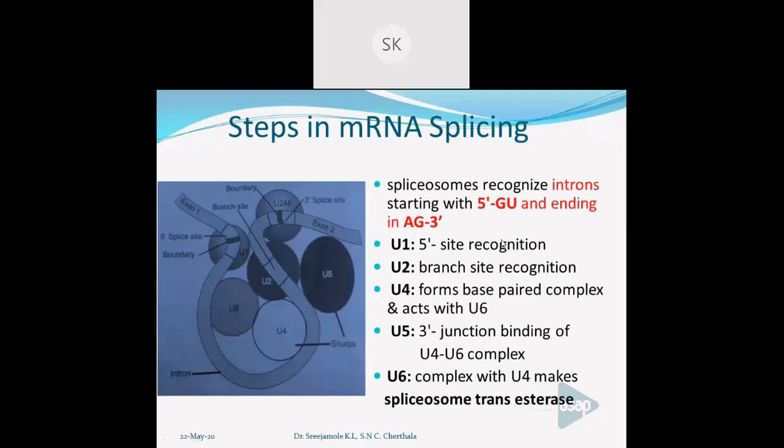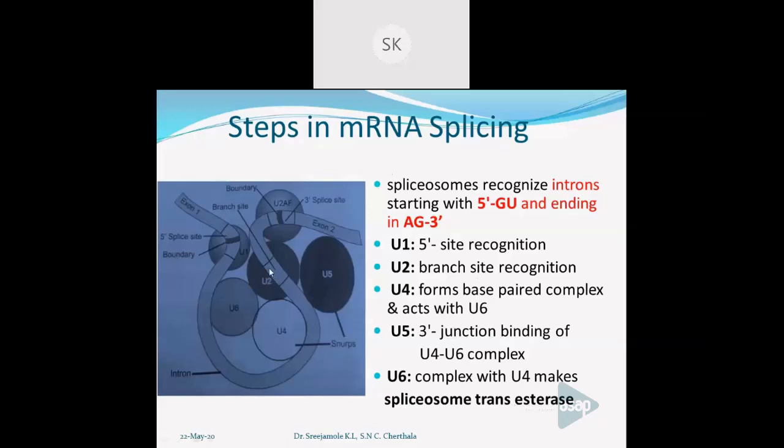Before we talk about the spliceosome, we have to understand there are 3 main sites needed for RNA splicing. First is the 5' splice site, which is denoted by 5' GU. There is another at the 3' end, known as the 3' splice site, which is denoted by AG 3'. So this has a sequence of AG, and the 5' site has a sequence of GU. And there is another region known as the branch site.